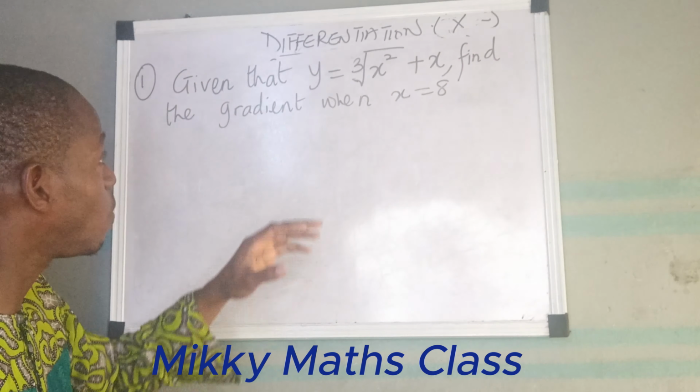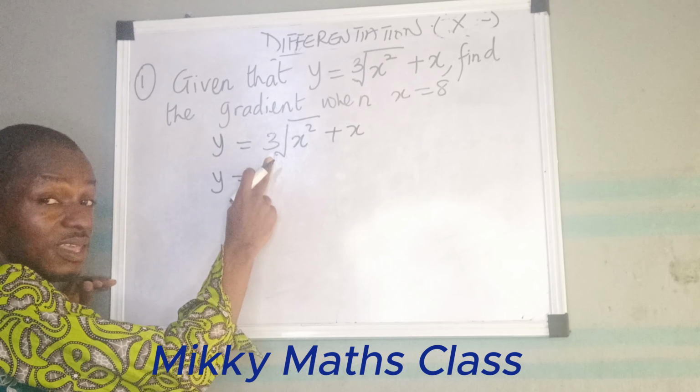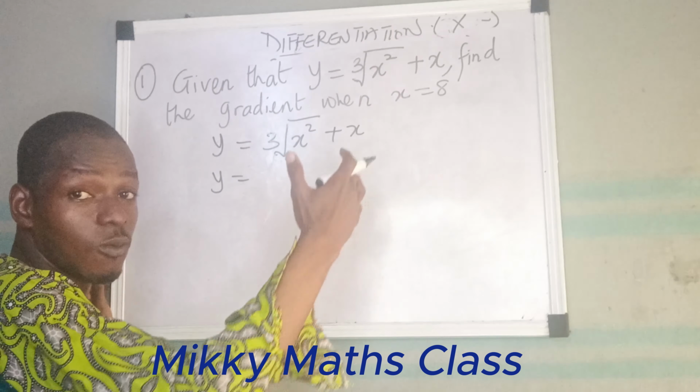Now the first thing we are asked to do: you have y equals the cube root of x squared plus x. The first thing we have to do is differentiate this function. After we have differentiated it, wherever we see x, we input the value of x into what we have differentiated. Let's arrange it before we differentiate. y will be equal to, cube root means raised to the power of 1 over 3. That means this is x squared raised to the power of 1 over 3, plus x.